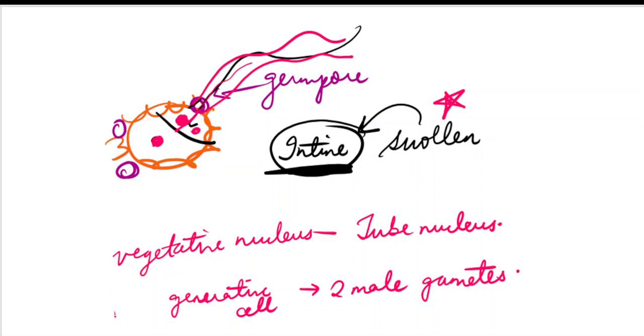ठीक है, ये सब पता होना चाहिए जो मैंने मेल रिप्रोडक्टिव सिस्टम के टाइम पे सिखाया है. You can go and watch the previous lecture. तो ये पोलन ट्यूब जो मैंने पिंक से बनाई है, वो ही यहाँ पे जर्मिनेट हो रही है.